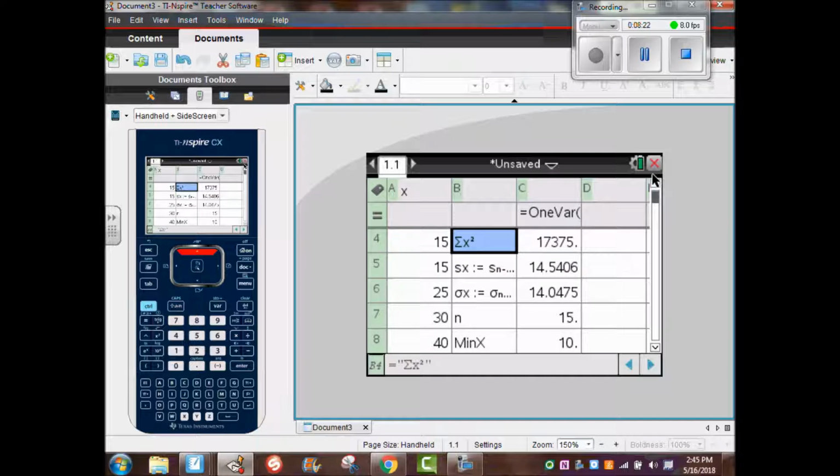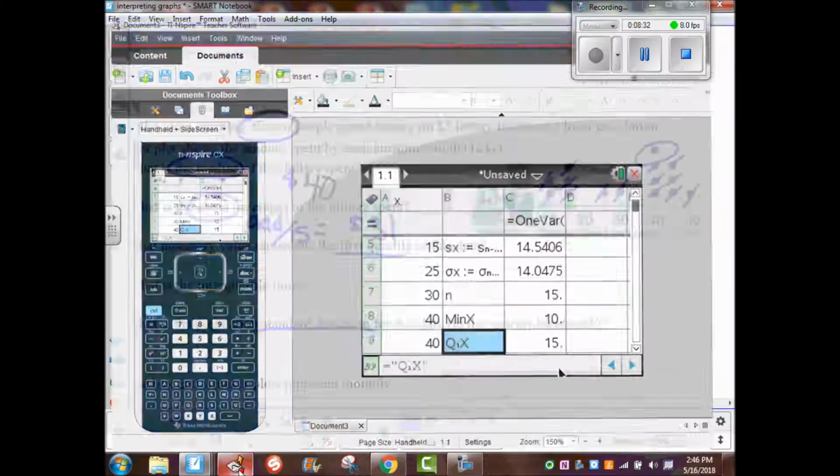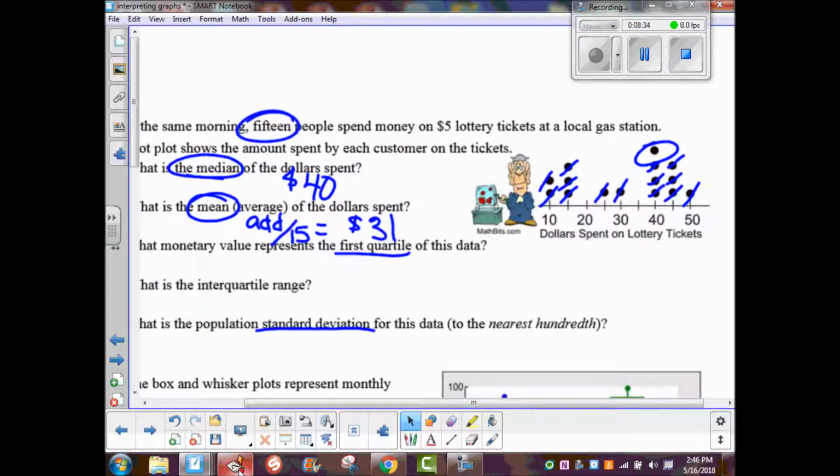So, where are we? First quartile. Okay, so Q1, sorry, I scrolled past that, it's 15. Interquartile range. So, that's 15. Interquartile range means Q3 minus Q1, the difference of the box. Okay, that's the IQR.